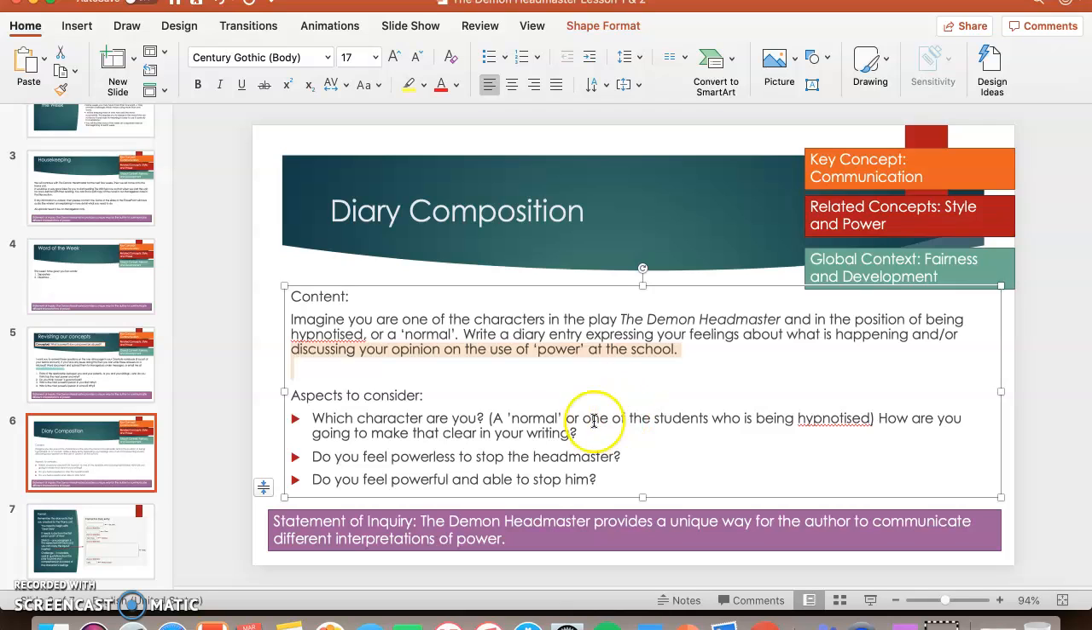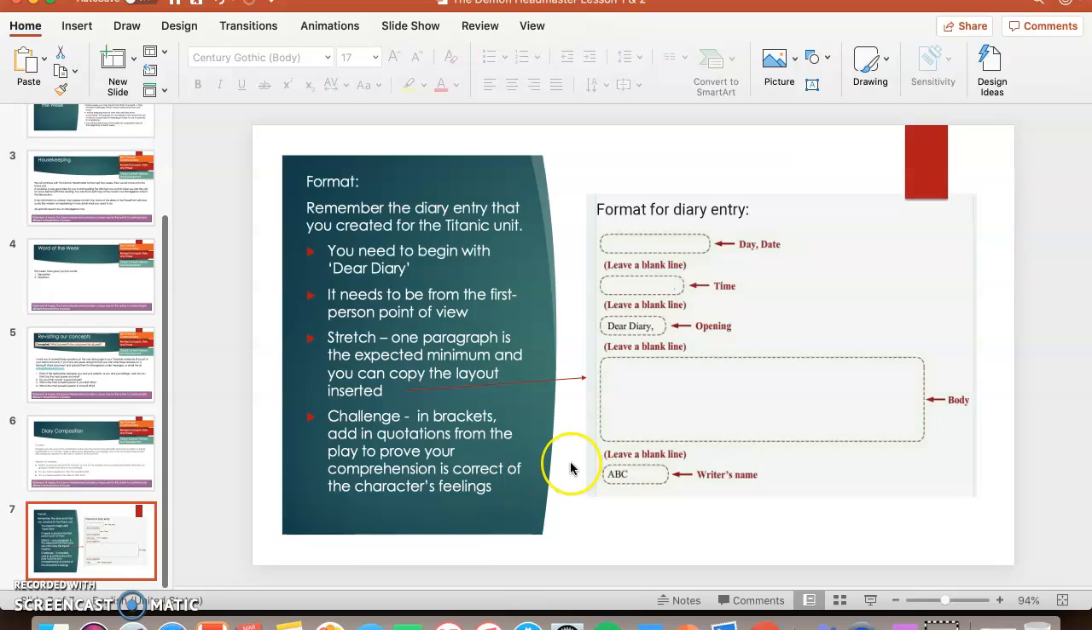Now, I've also put some points or some aspects to consider. We've gone over this one just a minute ago. Which character are you going to be? But also, what emotion do you want? Do you feel powerless or do you feel powerful? As they are two very different emotions, and they will completely change how you write the diary entry. Final slide is just a layout to help you with the diary. This needs to be uploaded during lesson 2.